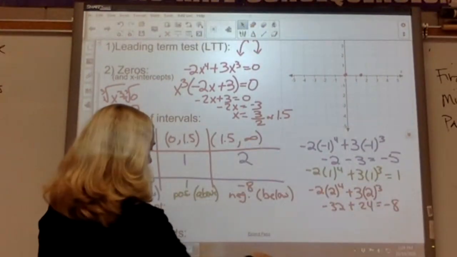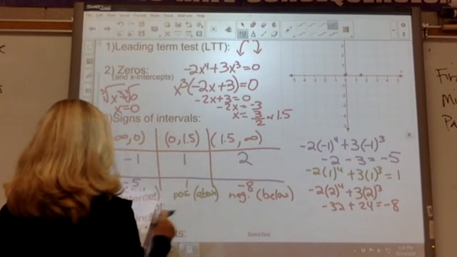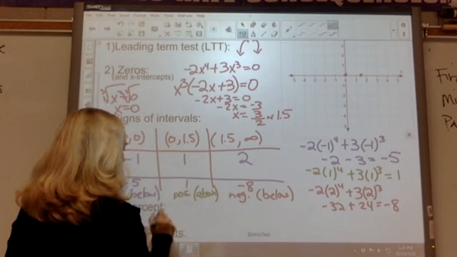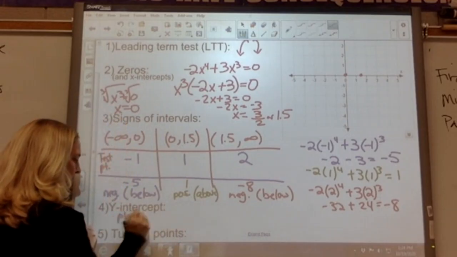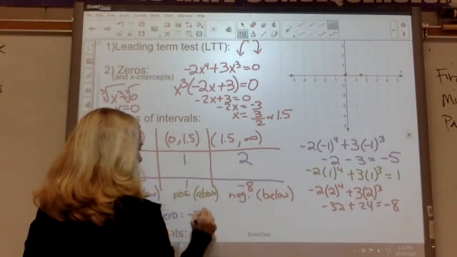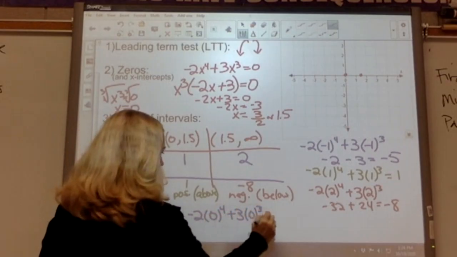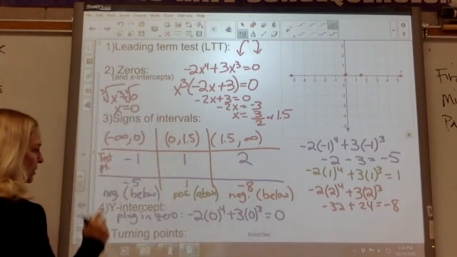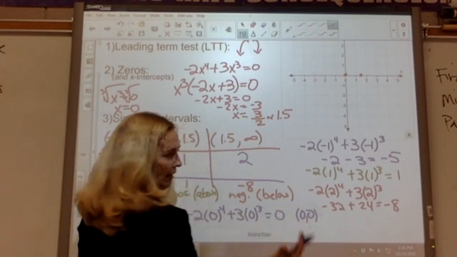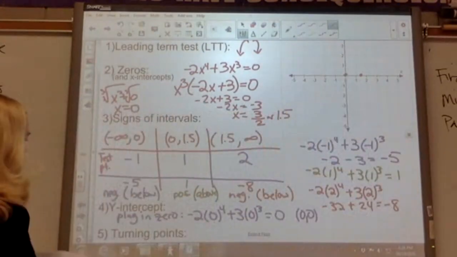Now, the y-intercept, you find the y-intercept by plugging in 0 for x. I'm just going to write right here, plug in 0. So this would be negative 2 times 0 to the 4th plus 3 times 0 cubed, and this equals 0. So the y-intercept is the ordered pair 0, 0, because I plugged in 0 and I got 0. So that tells me, well, I have this right here, obviously. It's 0, 0 is the y-intercept, okay?